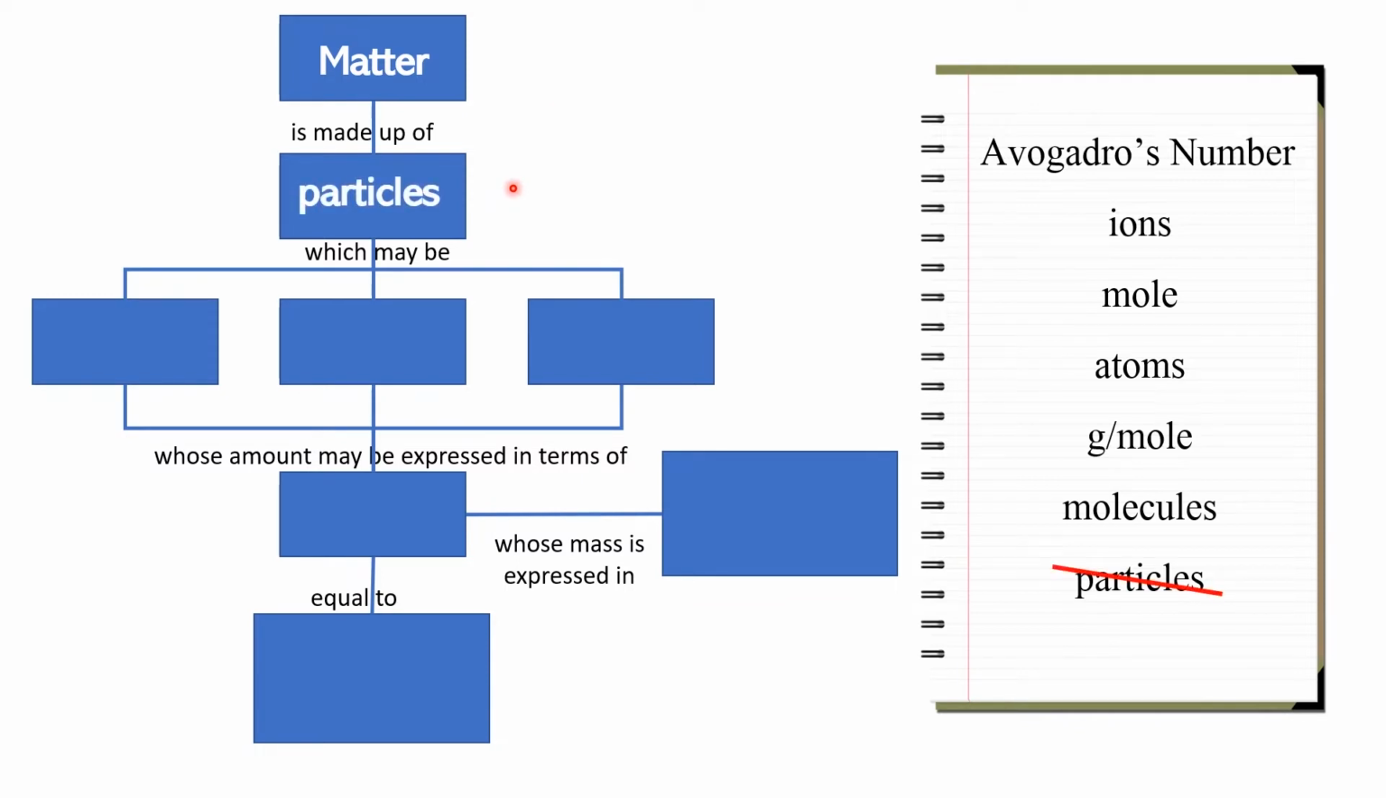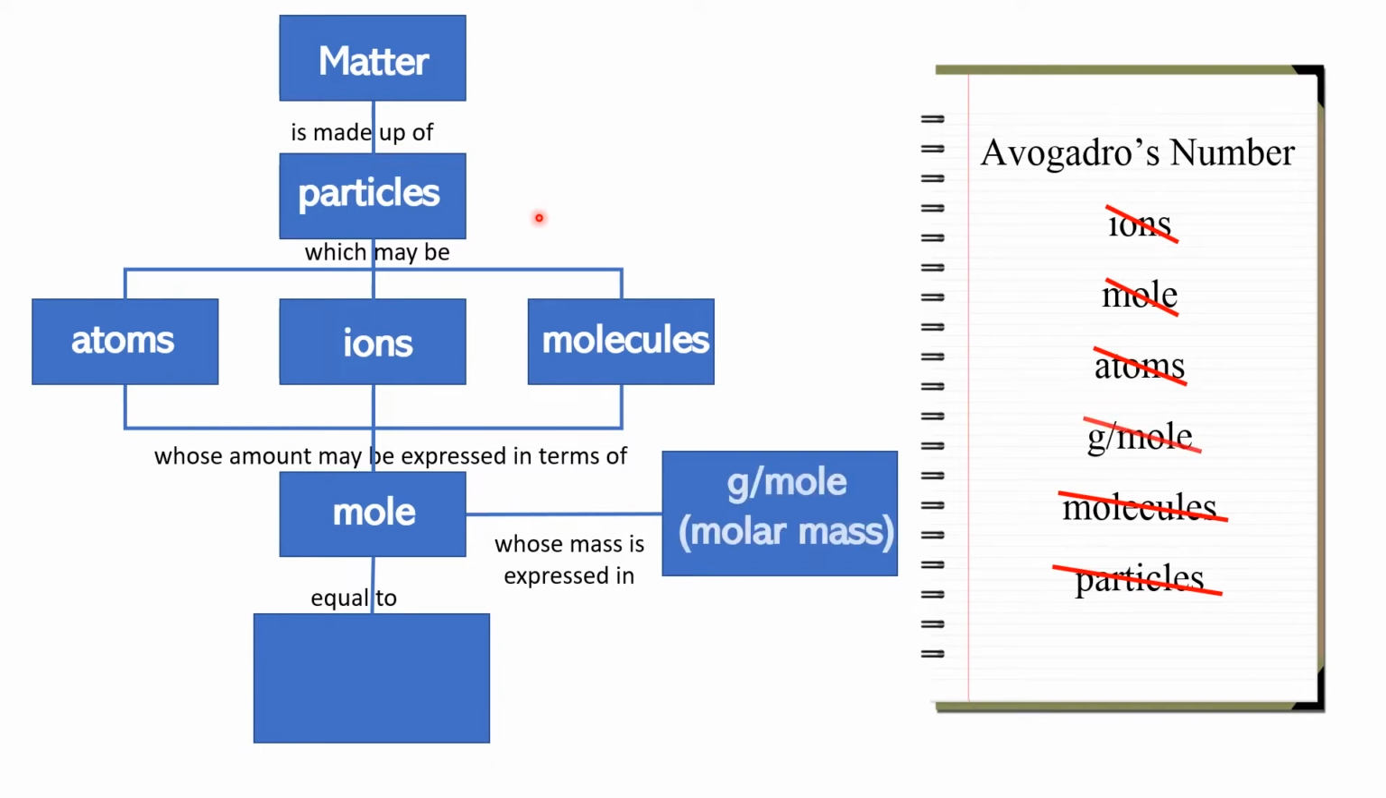The answer is particles, which may be atoms, ions, and molecules, whose amount may be expressed in terms of mole, which is equal to, or whose mass is expressed in grams per mole and equal to the Avogadro's number. I hope this is very clear to you guys. So we will proceed to our next lesson.